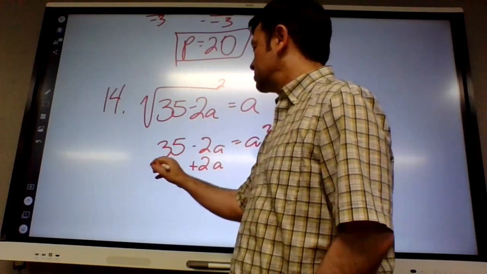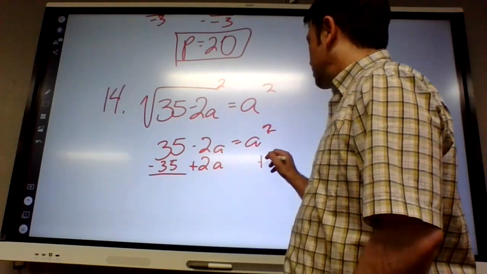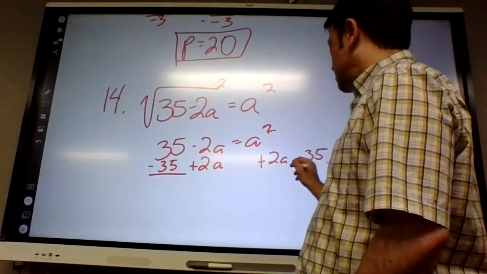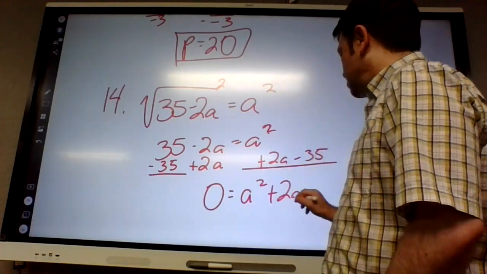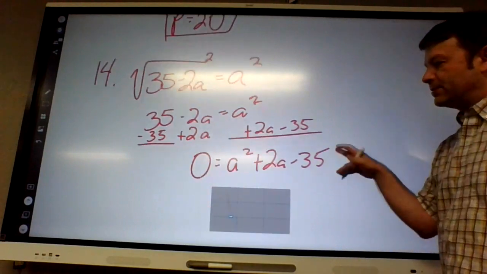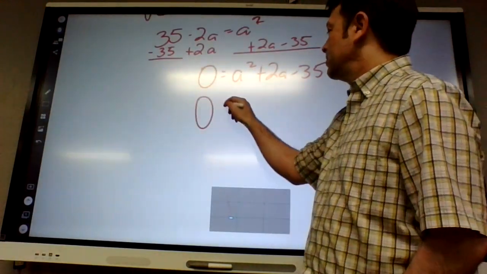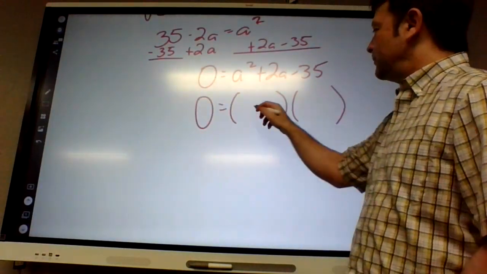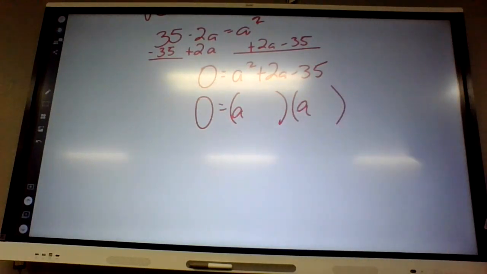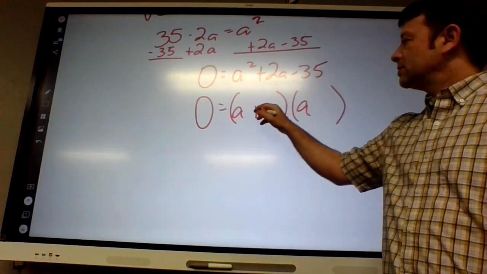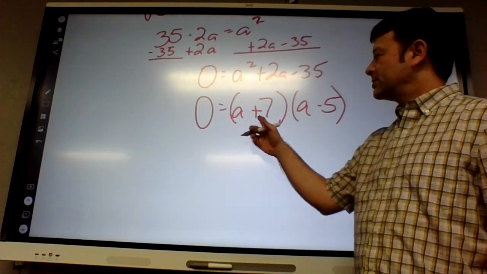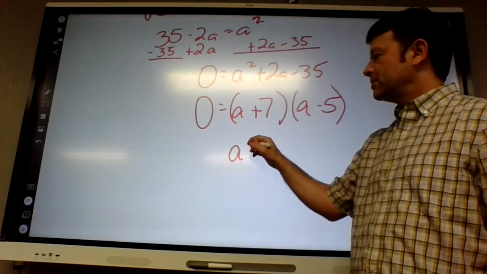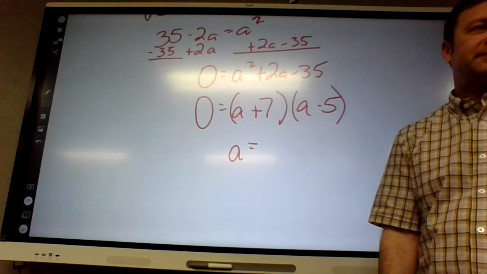Factor or quadratic formula? Oh, gross. Usually they like to give you ones that factor though. Does this factor? Yeah. What multiplies into -35 that also adds up to 2? A plus 7, a minus 5. So what a values would make this factor or this factor zero? Not at the same time.